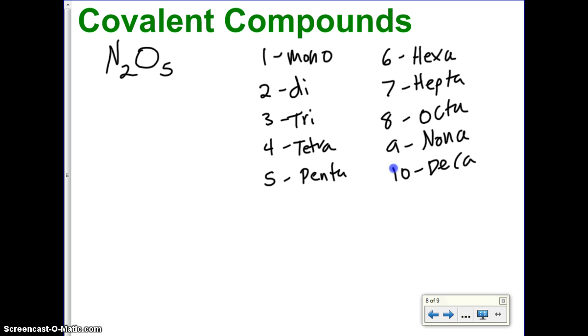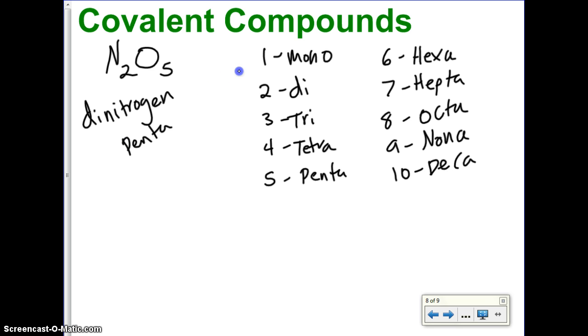So what we do with this, you see nitrogen and oxygen, 2 nitrogens, 5 oxygens. We're going to name the first element using a prefix as long as it's greater than 1. Mono is only ever used for the second element. It's never used on the first one. Well, nitrogen is 2, so we use the prefix di. We do not change the ending of the first element. It's just dinitrogen.